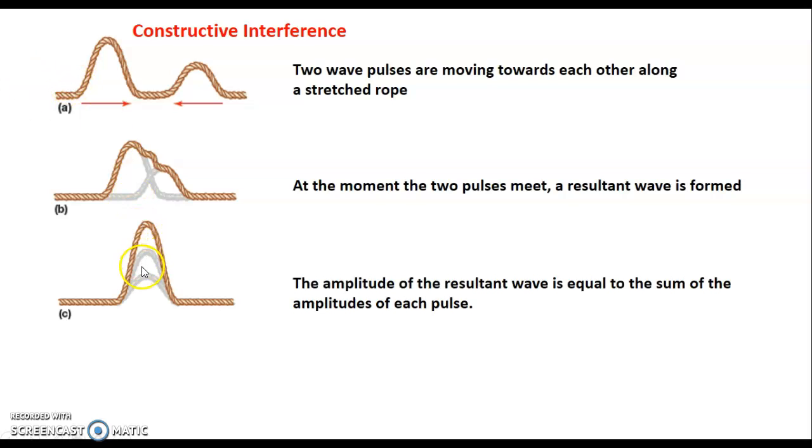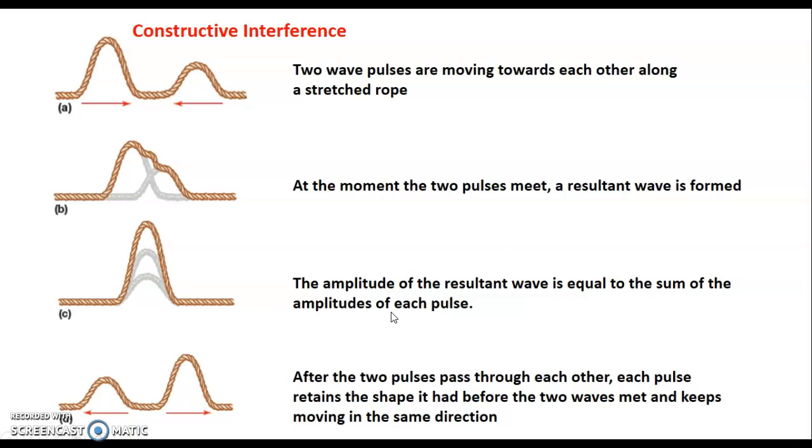When the crest of one meets exactly at the same position with the crest of the other, as you can see, a pulse of higher amplitude is formed. So the amplitude of the resultant wave is equal to the sum of the amplitudes of each pulse.